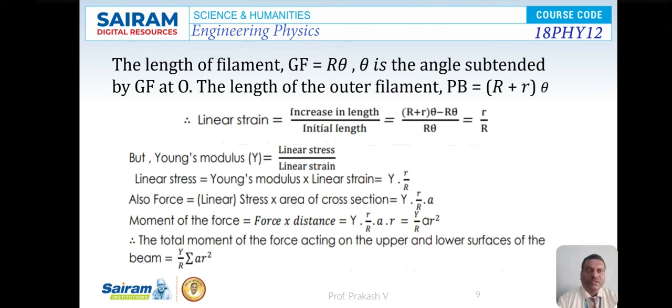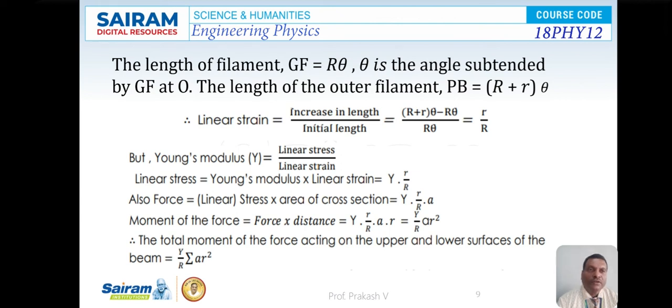But Young's modulus is nothing but the ratio of linear stress to linear strain. Therefore, linear stress is equal to Young's modulus into linear strain, that is Y into small r by capital R. Also, force can be written as stress into area of cross section, that is Y into small r by capital R into A. The moment of the force is nothing but force into distance. That's why we can write Y into r by capital R into A into r, that is equal to Y by R into A r square.